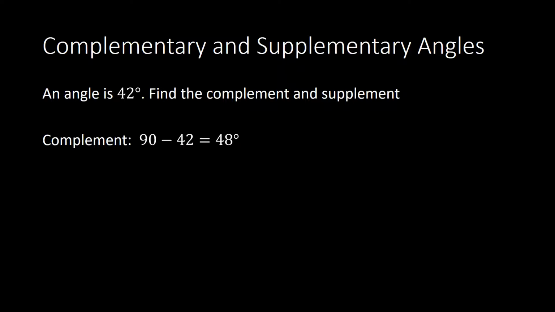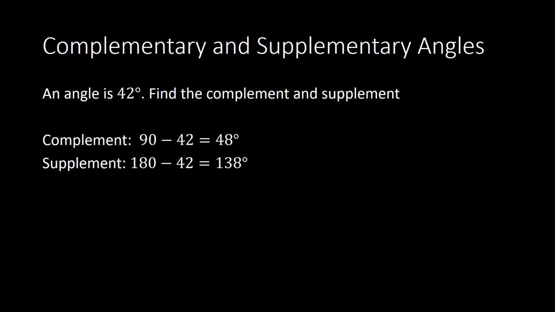And then to find the supplement, or the measure of the supplementary angle, we know that two supplementary angles add up to 180 degrees. So 42 degrees plus something gives me 180 degrees. What is that something? I can find that by taking 180 minus 42, and that's going to give me 138 degrees.